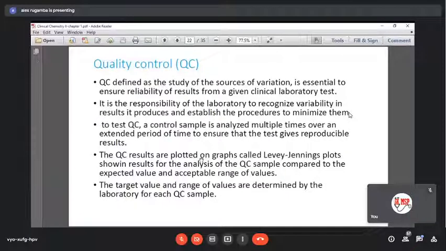Then external quality control is when external laboratories come for the control. For example, in case of malaria, you are testing malaria and the National Laboratory of Reference may ask you, send us two positive slides and two negative slides from your laboratory. So you send them the slides.